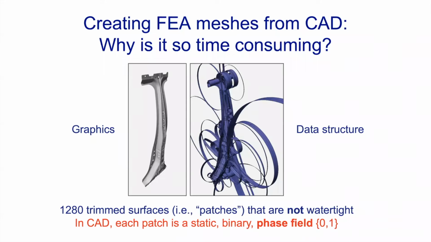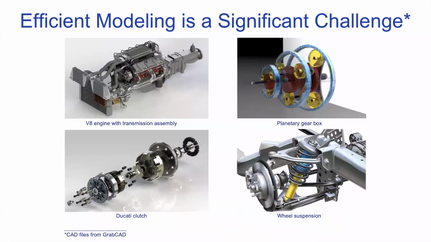So I'd like you to think about CAD as consisting of patches that involve static binary phase fields. And by that, I mean that where the material is, that's phase 1, has a value 1, and where it's cut away, that's phase 0. Okay. We'll see that this concept of phase fields pops up all over the place.